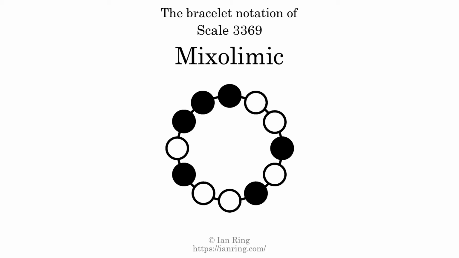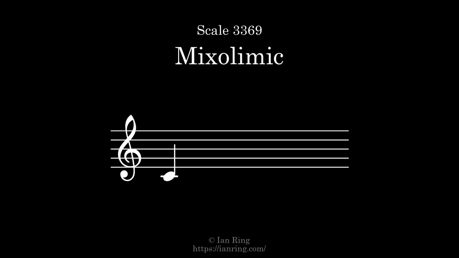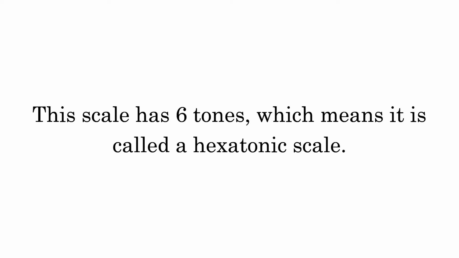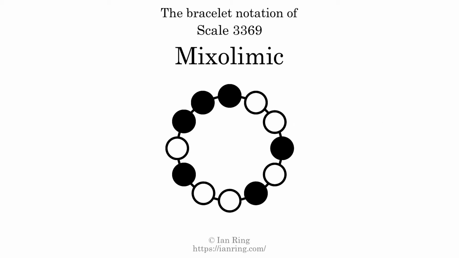3369, Mixolydian, which sounds like this. This scale has 6 tones, which means it is called a hexatonic scale. This is a bracelet notation diagram of scale 3369. The shaded circles represent tones that appear in the scale, and they are read clockwise, starting at the top.